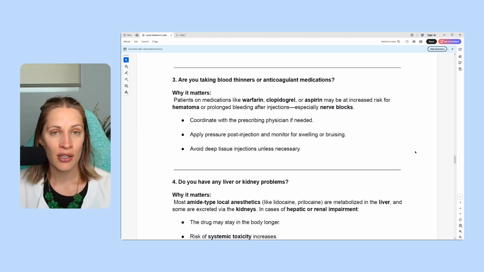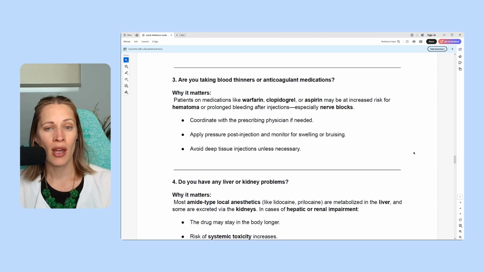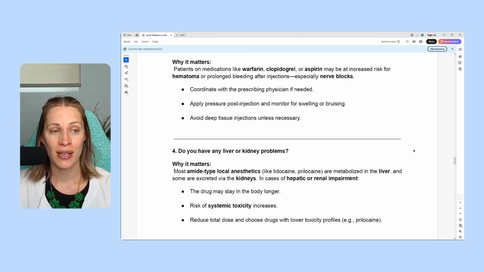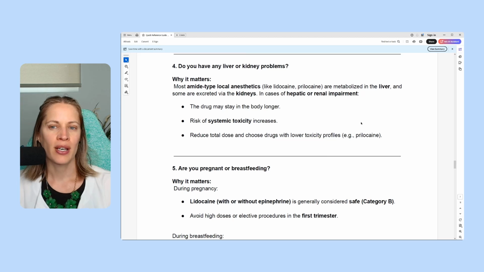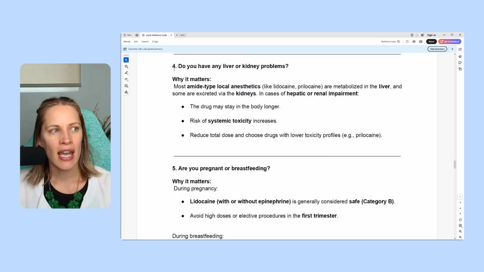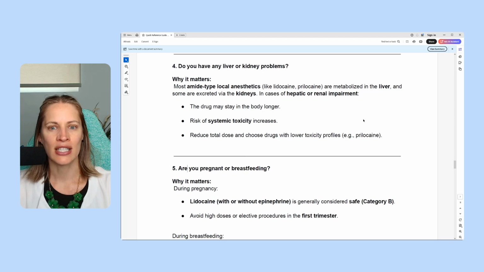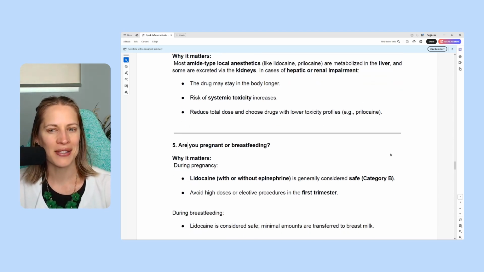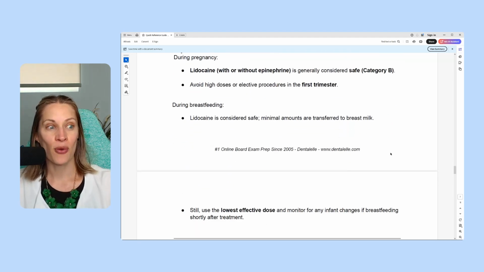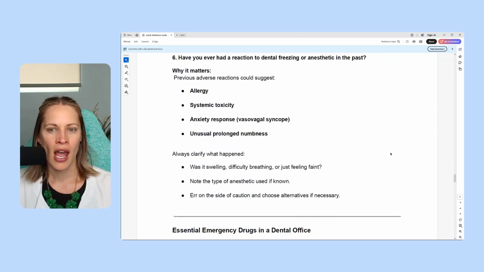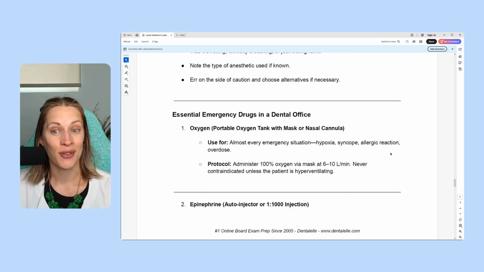Are they taking blood thinners or anticoagulant medication? So this is important because they might have to stop their blood thinners or have less, depending on what type of anesthetic you're going to give them. What about, do they have any liver or kidney problems? So obviously, if the liver or kidneys aren't functioning properly, they can't eliminate any toxins. They can't eliminate, if there's too much anesthetic in there, it might get absorbed too much and then we have problems. So see how we have to ask all of these questions. So I kind of go through this in great detail. So as I said before, be sure to download the guide if you would like it.